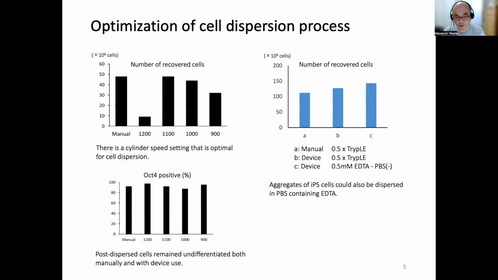Next, Oct4 marker expression was analyzed by FCM to confirm that the dispersed cells remained undifferentiated. As a result, it was confirmed that the undifferentiated state was maintained at any rotation speed of the cylinder, as in manual dispersion. The cell dispersion reaction solution had comparable recovery efficiencies for manual and device use with TrypLE. On the other hand, PBS containing only EDTA had the same recovery efficiency.